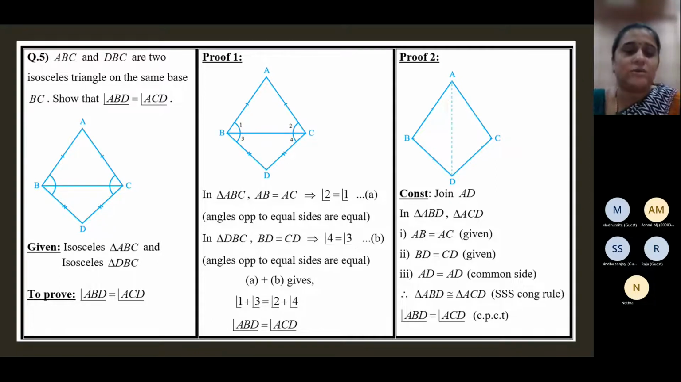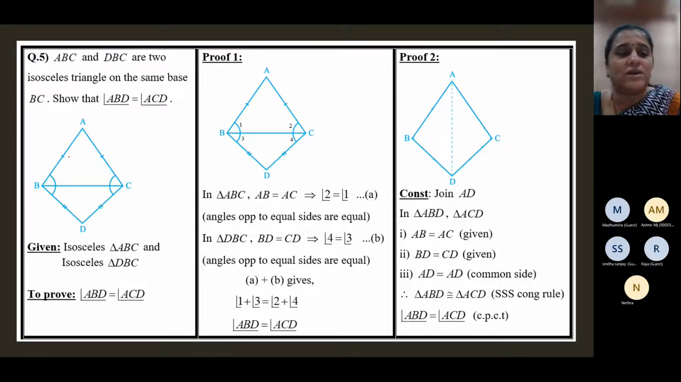All right, I think we stopped with this one in the last class. So I was telling you that in this figure, we have two isosceles triangles on the same base BC. See here, triangle ABC is an isosceles triangle, and triangle DBC is also an isosceles triangle. BC is the common base for both the isosceles triangles.